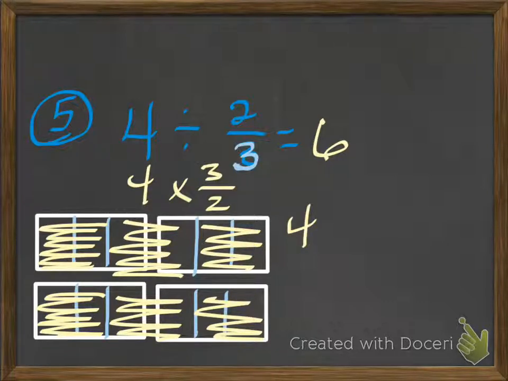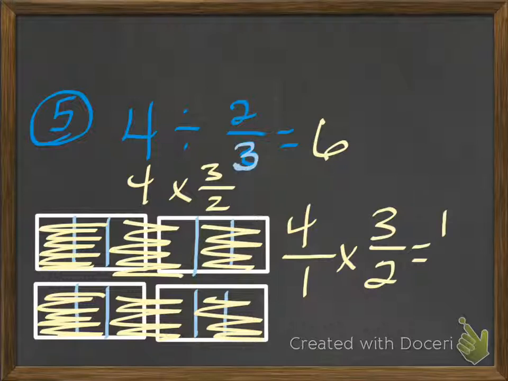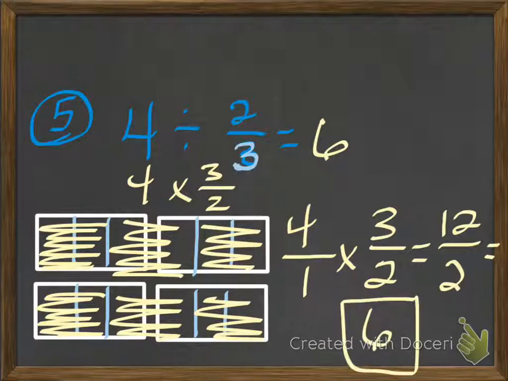So I'm going to move that over here. I'm going to put the 4 over 1 times 3 halves. It's going to equal 12 for my numerator, 2 for my denominator. That's 12 divided by 2, and that equals 6.